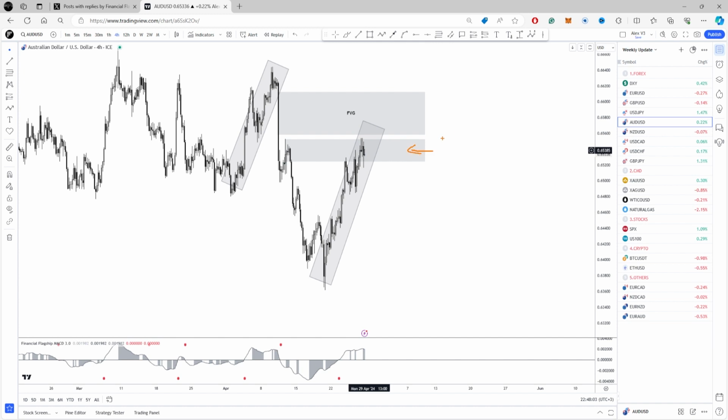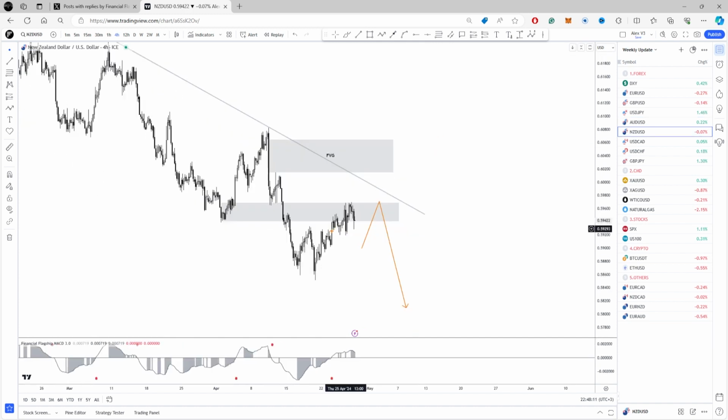We have to always wait for a reaction. New Zealand USD, this one didn't move too much this week. It hit this liquidity level that we have highlighted here. We also have a fair value gap level, so our analysis was 50-50. The price went back up, but it didn't drop from these levels. So as you can see, the price is not doing too much at these levels.